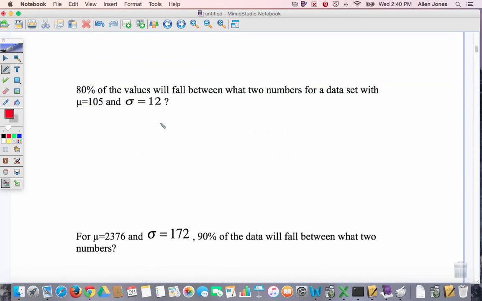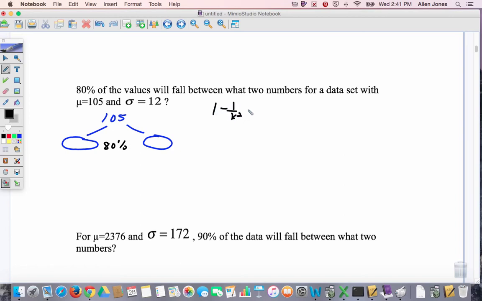Let's move on and continue with Chebyshev's theorem, but we have a different look here. 80% of the values will fall between what two numbers for a data set with a mean of 105 and a standard deviation of 12? So notice we have our mean, but we don't know what number we go down to, and we don't know what number we're going up to, but we do know that between those two numbers is 80%.